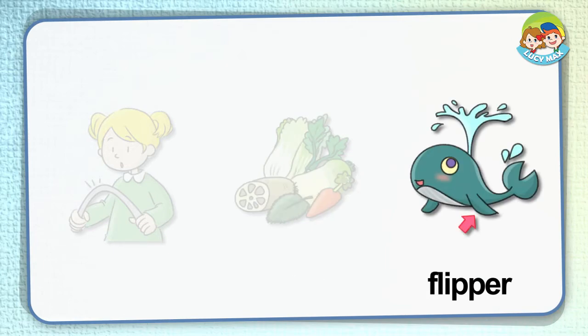Flipper. The circles show the whale's flippers. They look like fish fins or animal legs. Flippers are flat, and whales use them for swimming. Seals and penguins also have flippers.